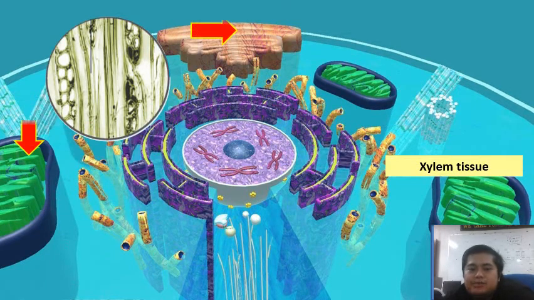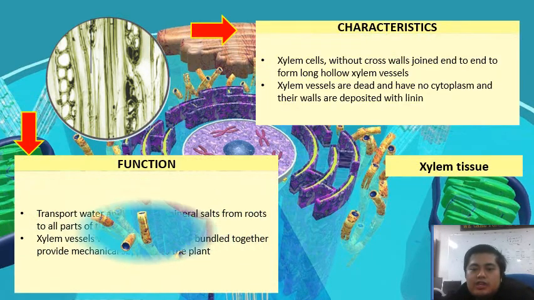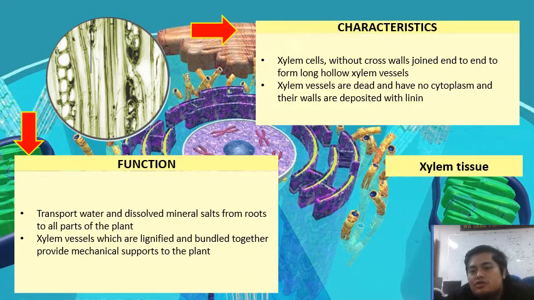Next, xylem tissue. So xylem tissue without cross walls are joined end to end to form a long hollow xylem vessel. So xylem vessels are dead and have no cytoplasm, and their walls are deposited with lignin. As for the function, it transports water and dissolved mineral salts from the root to all the parts of the plant.